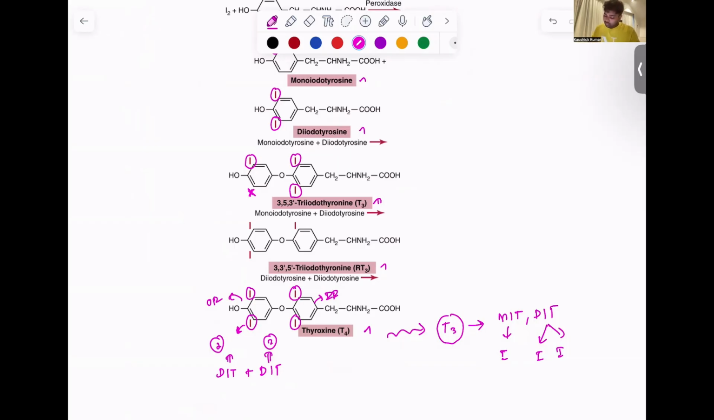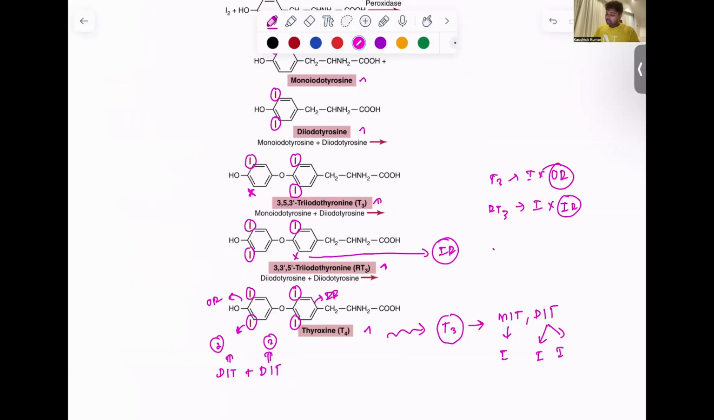Similarly, if you observe reverse T3, one iodine, two iodine, three iodine is present. But here iodine is absent from the inner ring. So this is the difference between T3 and reverse T3. In T3, iodine is absent in the outer ring, and in reverse T3, iodine is absent in the inner ring.